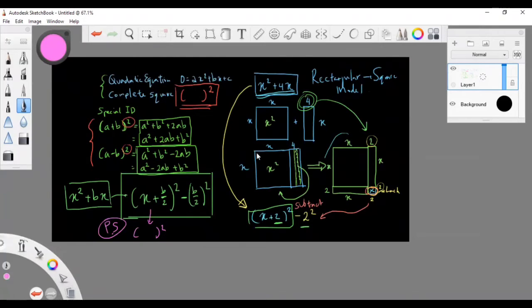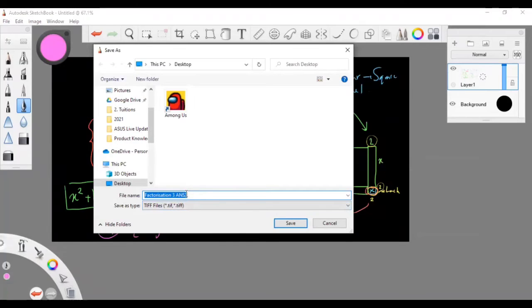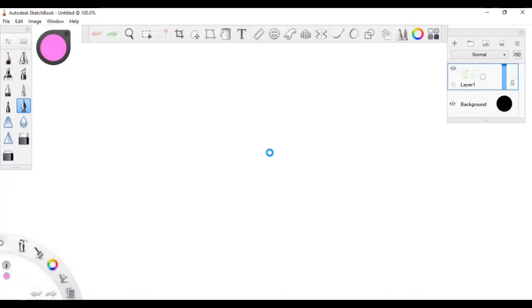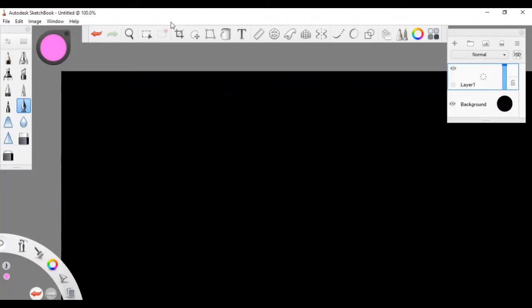So I will give you another model. I want to save this first. A quadratic equation one. Later on, I will give you the files, the JPEG. And another model for complete square form. So to make it simple, a complete square can be written like this. Complete square method, or perfecting the square.